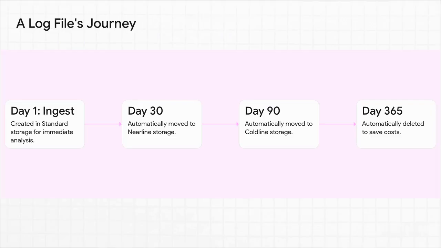Let's follow a single log file to see how this works. Okay, so it gets created and lands in standard storage so we can analyze it right away. Then after 30 days, boom, our rule kicks in and moves it automatically to nearline. After 90 days, it happens again, this time to coldline. And finally, after a whole year goes by, the system just deletes it. Poof, no human had to do anything. It's just pure cost-saving automation at work.